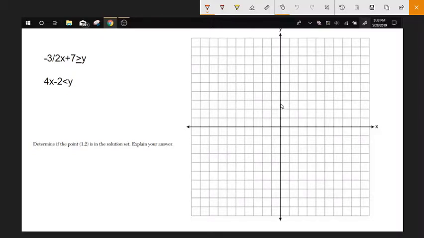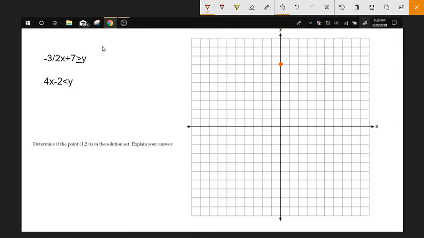So 1, 2, 6, 7. Okay, so it's 7 here, and then we'll try to evaluate this for 2 first, just because I could solve it in my head and it would end up being easier than going with 1 first.